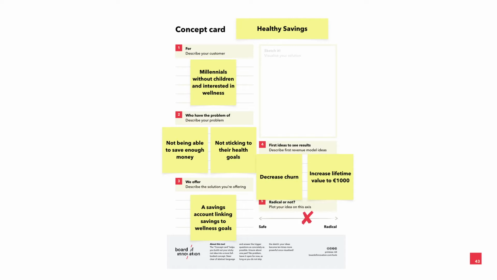Then indicate whether or not this is a safe or radical idea. And then lastly, it's important to draw and sketch the idea to make it more tangible and make it easier for people to see what you mean.